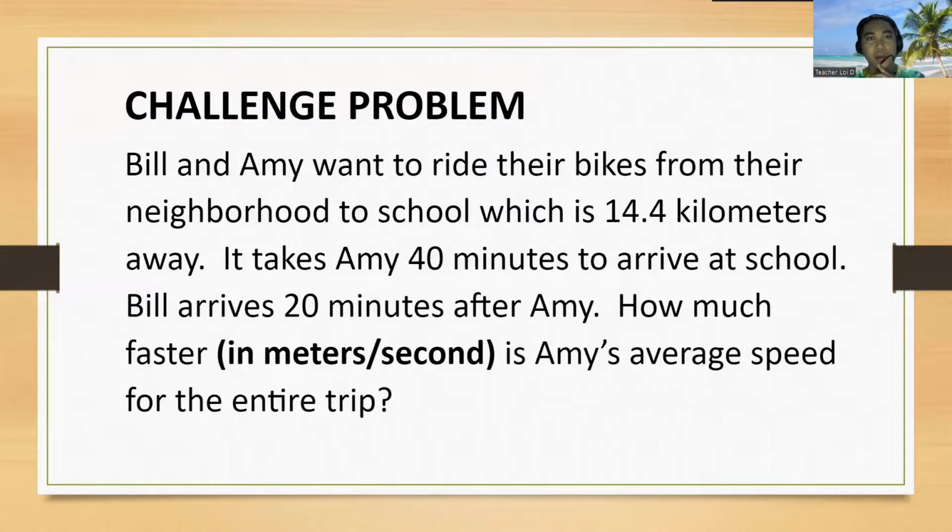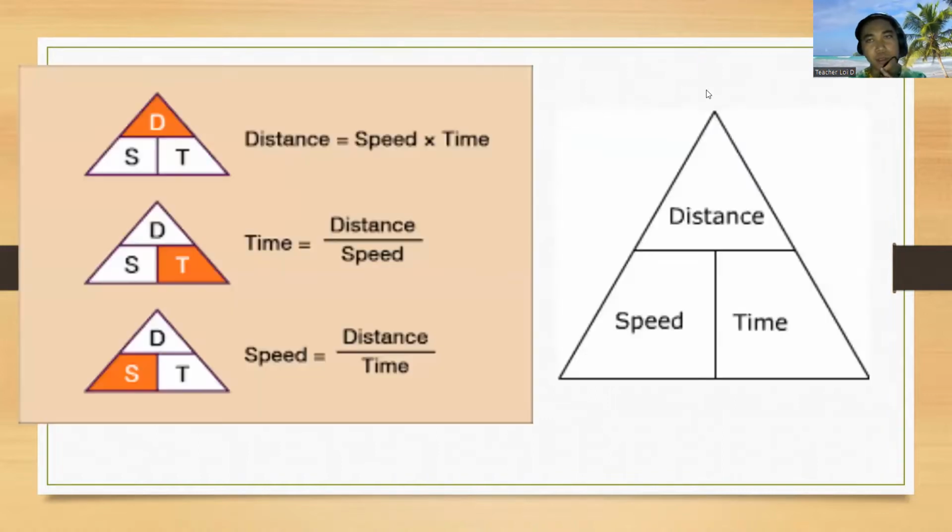Okay, another challenge problem. Bill and Amy want to ride their bikes from their neighborhood to school, which is 4 kilometers away. It takes Amy 40 minutes to arrive at school. Bill arrives 20 minutes after Amy. How much faster in meters per second is Amy's average speed for the entire trip? Okay, kindly pause this video, try to solve, use this formula, and share it in our comment box.